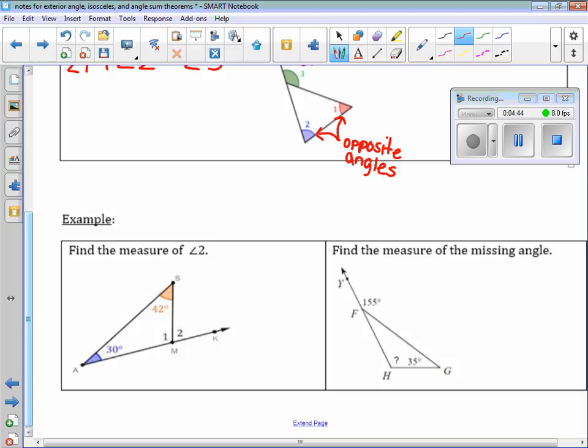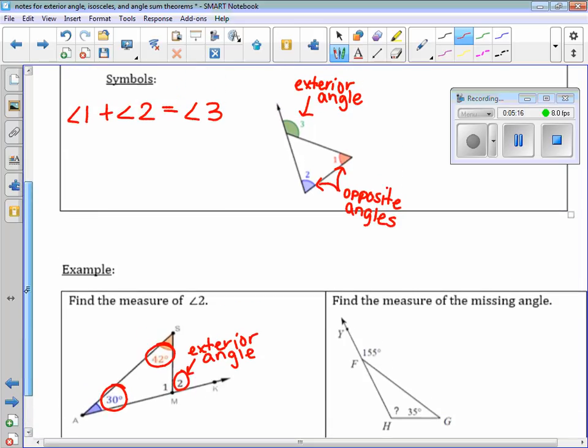In the first example, they're asking you to find the measure of angle 2. So we locate angle 2. We notice it's an exterior angle. Well, that angle is going to be equal to the sum of the two opposite angles, and the two opposite angles are angle S and angle A. Angle S is 42 degrees, angle A is 30 degrees.